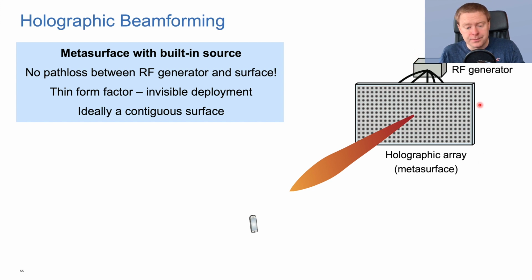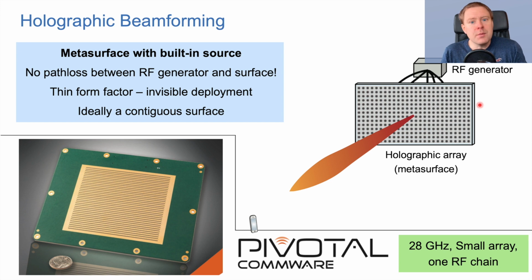And the name holographic beamforming has even been trademarked by a company called Pivotal Comware, who are building small holographic beamforming solutions. So this is their millimeter wave solution for the 28 GHz band. It's a small array, it only has one RF chain at the back side of it, and it's not much larger than a quarter. So it's not at all the large surfaces that we have in mind with multiple RF generators at the backside, but it's the first step towards actually building this type of thing.